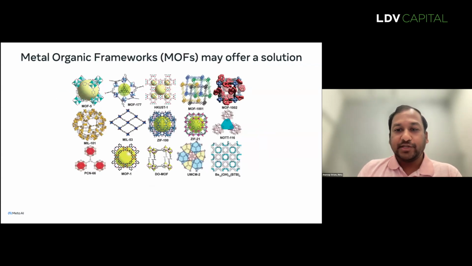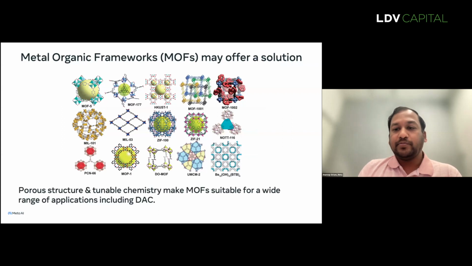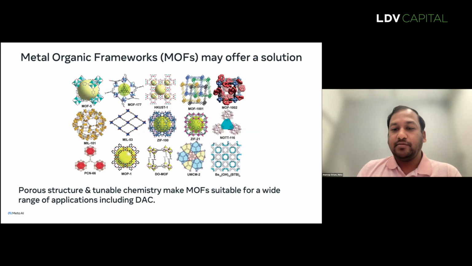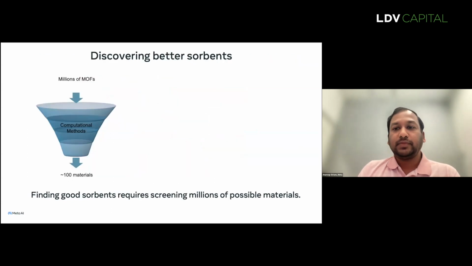Well, one potential source of sorbents is a class of materials called metal organic frameworks, or MOFs. A few examples of these MOFs are shown in this slide. These are porous materials that have a very large surface area, and their chemistry can be tuned for specific applications, including DAC. Better sorbents can be found by searching through the space of all possible MOFs. The problem, however, is that the space of MOFs is extremely large, and we have to computationally model millions of them, or even billions of them, to find good sorbents.